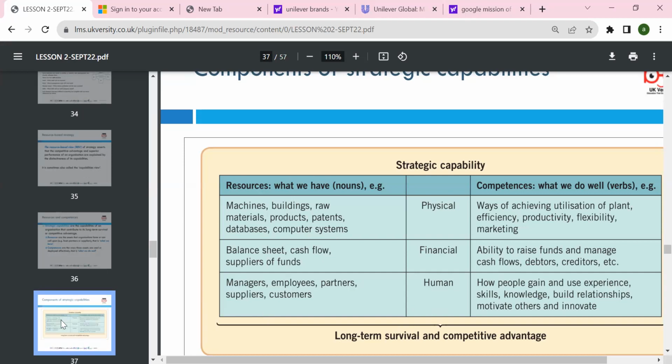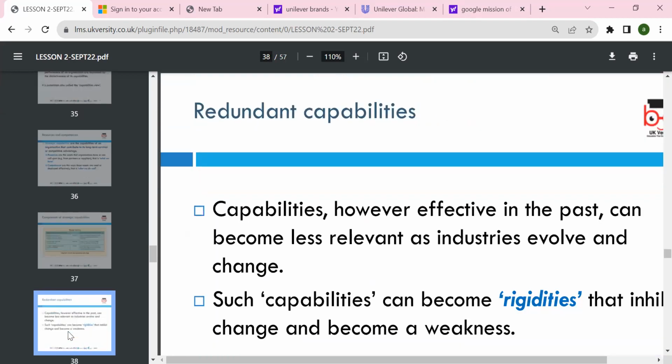in business. Okay, so what is the resource-based view? Three things we look at: physical, financial, and human. And how we can apply them effectively. Any question? No. And if we use them effectively, we become very competitive, and we have a competitive advantage.